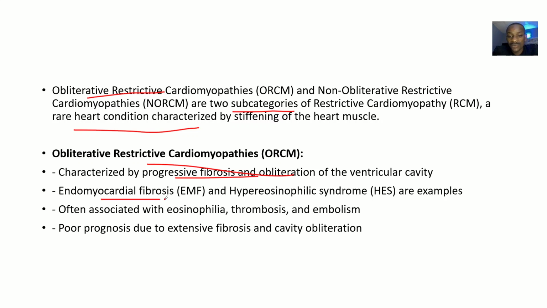Endomyocardial fibrosis and hypereosinophilic syndrome are examples of this, and it's often associated with eosinophilia. There will be elevated levels of eosinophils, and thrombosis. Thrombosis is like blockage. Some parts of the ventricles can wear off and go to another blood supply and block it. So thrombosis and embolism. It has a poor prognosis, a poor possibility of the patient recovering from the disease condition, due to extensive fibrosis and cavity obliteration.